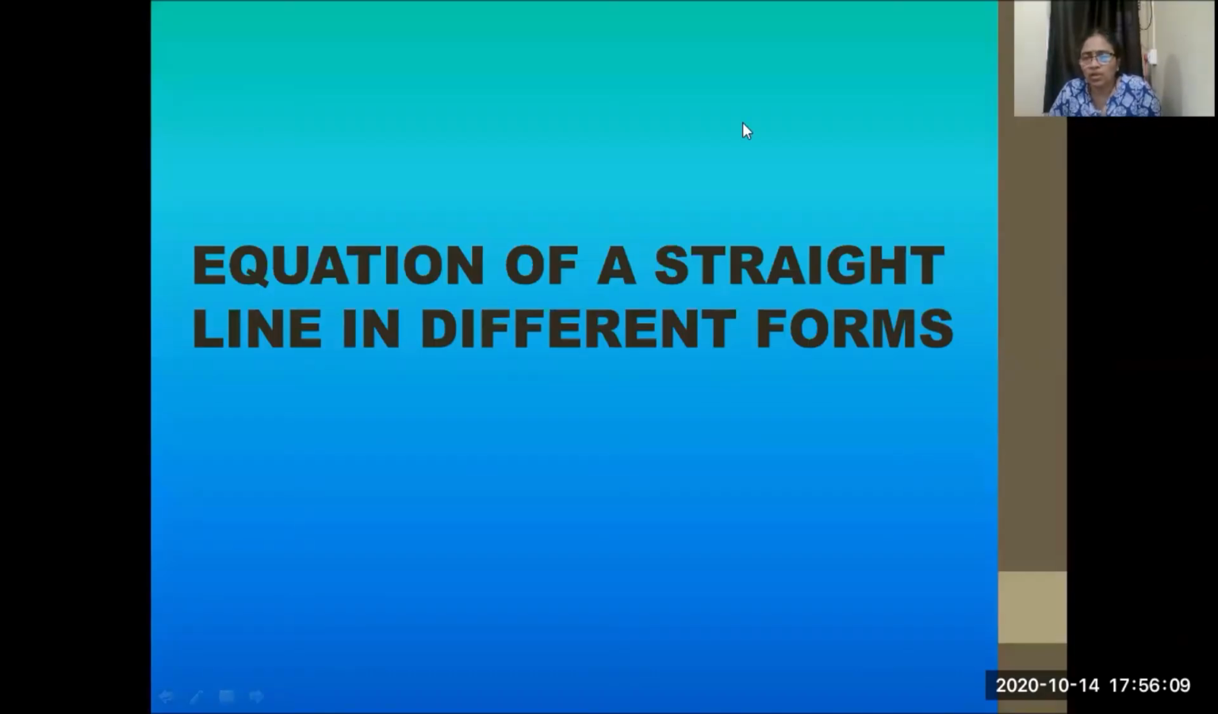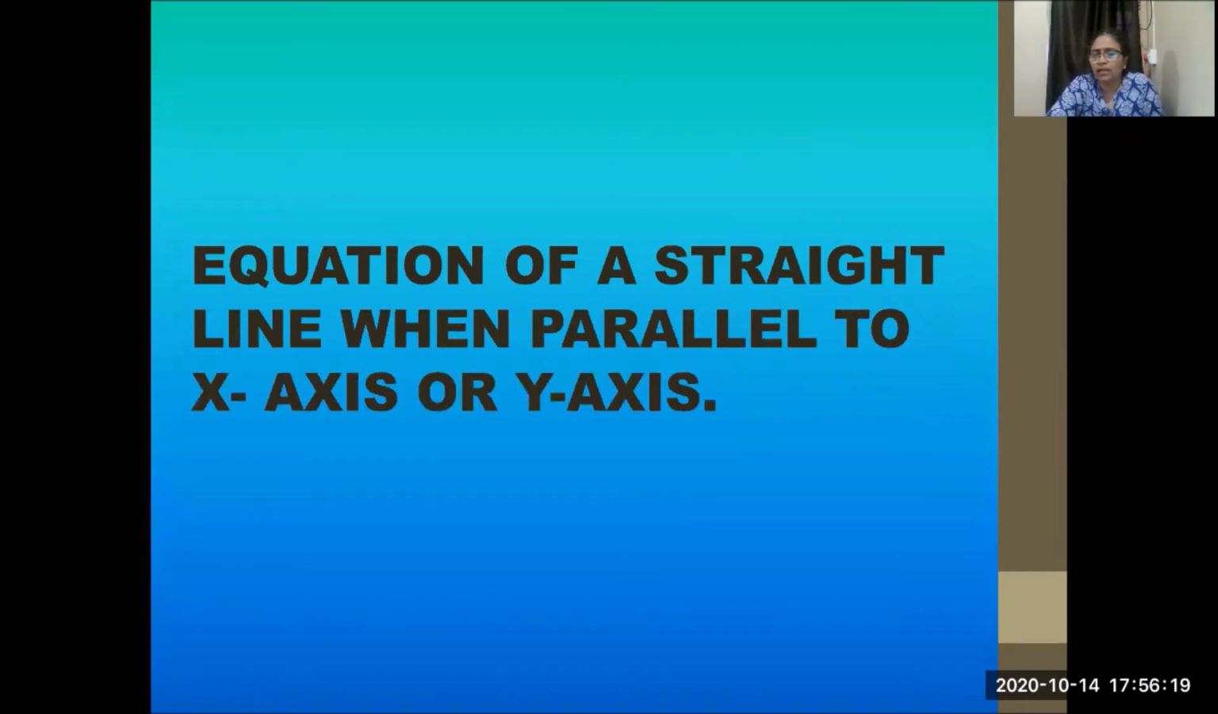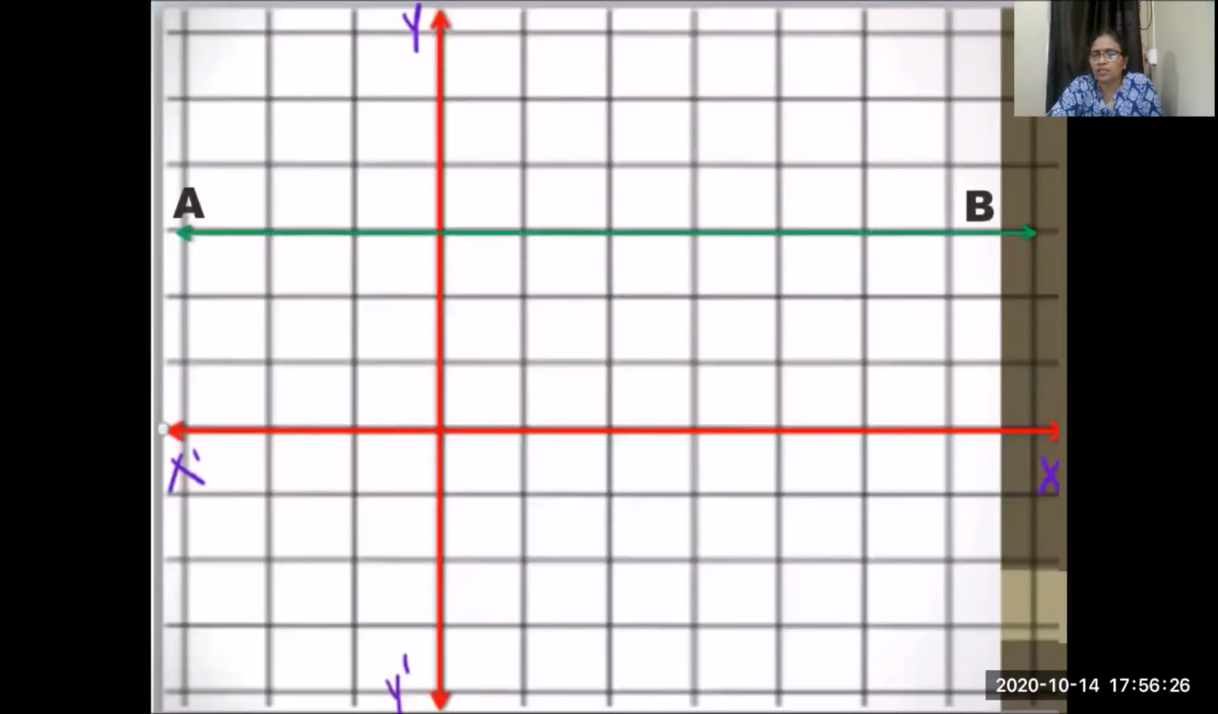We are going to see different forms of equation of a straight line. So far we saw about slope and intercept. The next is the equation of a line when it is parallel to the x-axis or y-axis. AB is a line which is parallel to the x-axis, having a constant ordinate throughout, say p. So the equation of line AB will be y is equal to p.